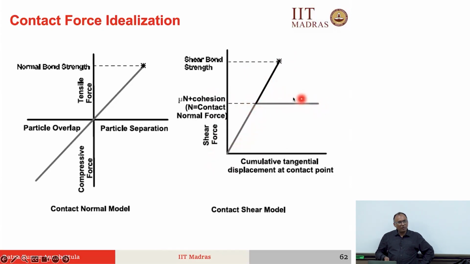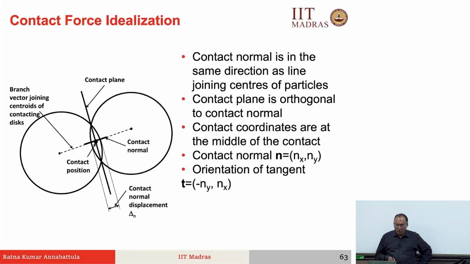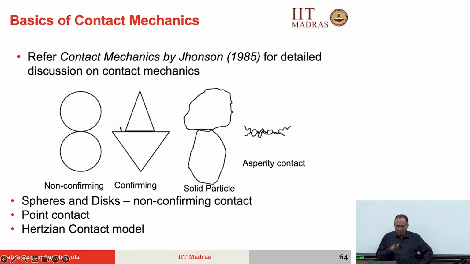Okay? But if you have cohesion, then it may be having a shear bond strength. But if you don't have, imagine there is no cohesion, this part is not mu times Fn, isn't it? Right? This is a limiting force. So we have discussed how a normal contact interaction is calculated in the previous class, so I am not going to get into that.